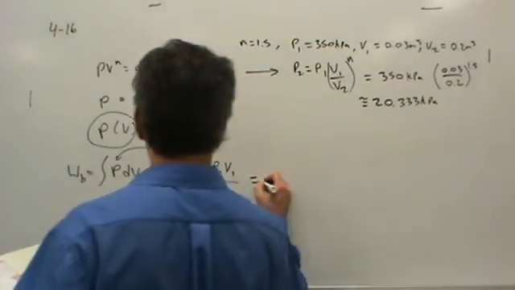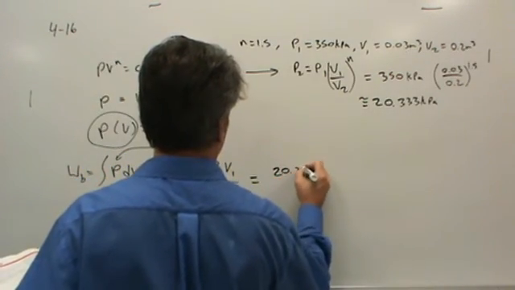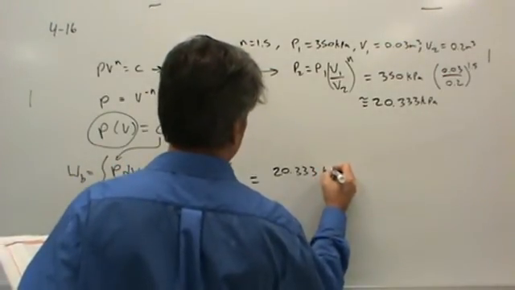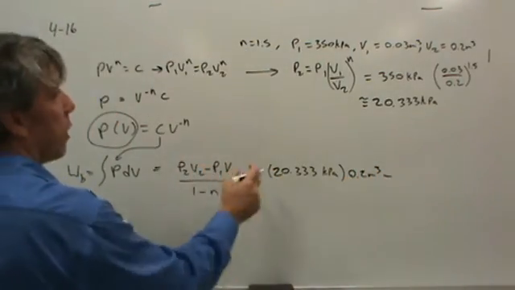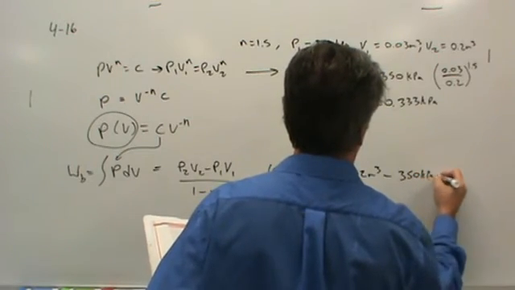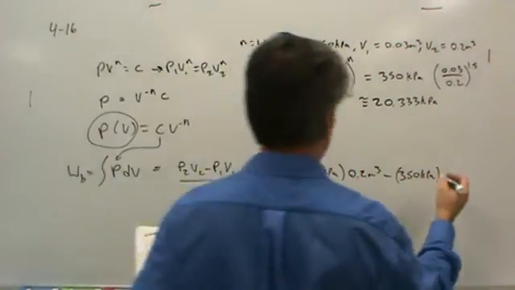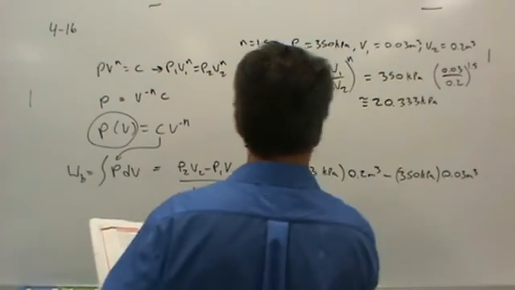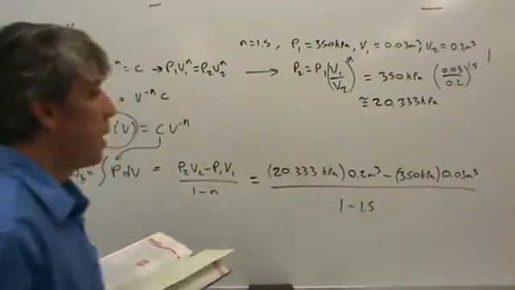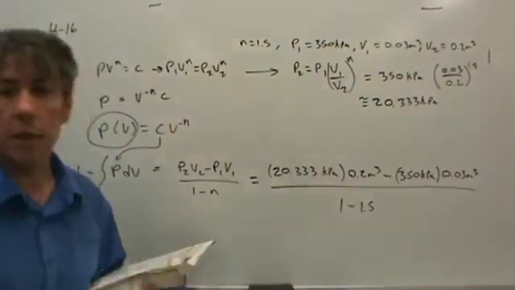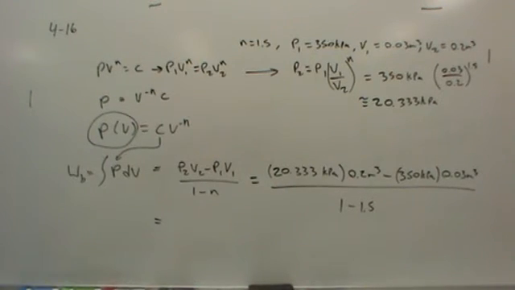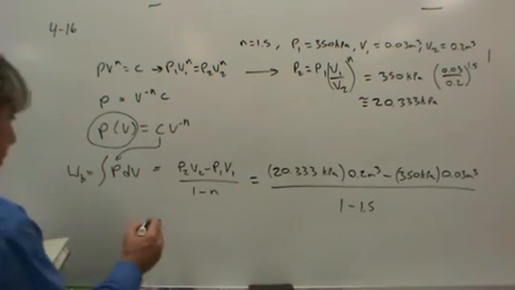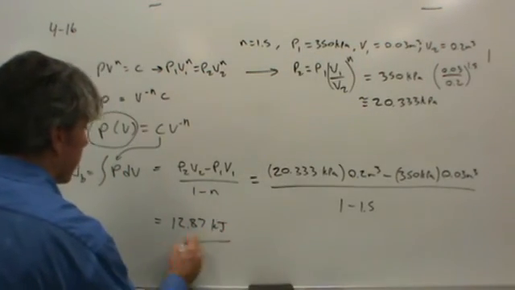So we can calculate the boundary work: P2, 20.333, and the units are kilopascals, multiplied by V2, which is 0.2 cubic meters. Subtract off P1 V1, 350 kilopascals and V1 is 0.03 cubic meters, divided by 1 minus 1.5. Now, what is a kilopascal times a cubic meter? It's a kilojoule, that's right. So this is boundary work in kilojoules, which is a measure of what? Power or energy? Energy, right? It's not an energy rate, it's an energy. Anyway, plug all that in your calculator, you get 12.87 kilojoules of boundary work.